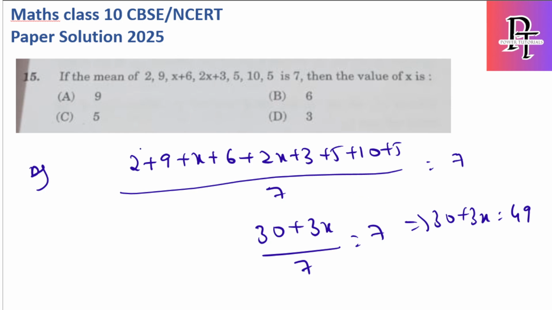Okay, just cross check. 2 plus 9 is 11, 11 plus 6 is 17, 17 plus 3 is 20, 20 plus 20 is 40, not 30. Okay, so 3x becomes 49 minus 40, which is 9. So x value is 3. What they are asking is the x value. So simply the answer is 3. Let's move to 16th.